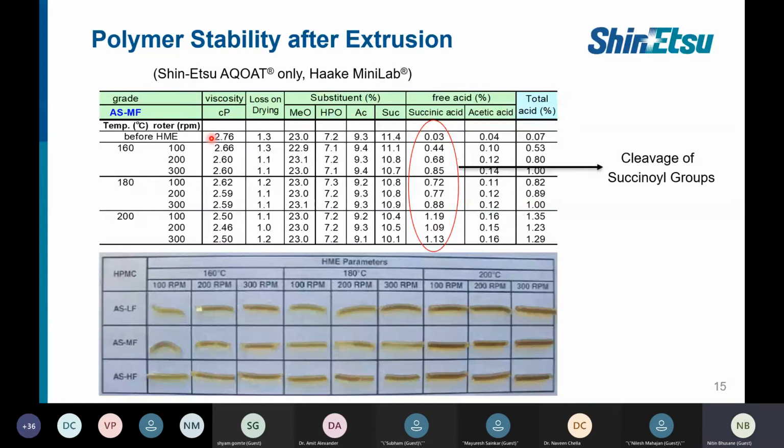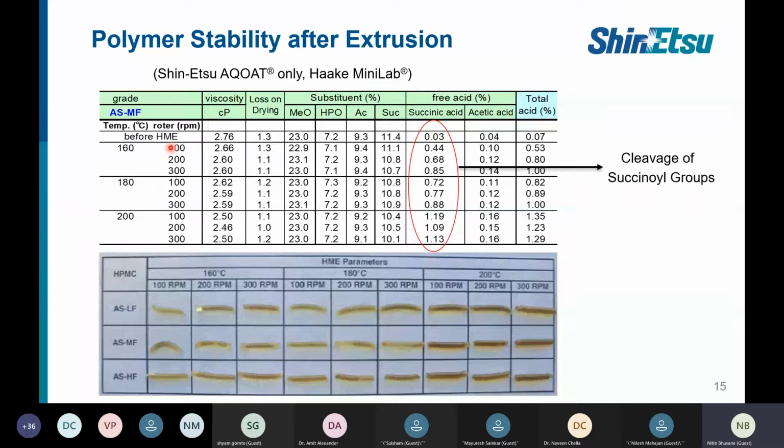What we have done, we have run the HME at three different temperatures, 160, 180 and 200. And at each temperature, we have run the process at three different RPM. So we were correlating two factors: one is the temperature and the second is the high shear. As you can see, if you are applying high temperature and high shear, last row, 200 temperature and 300 RPM, your free succinic acid increases from 0.03 to 1.13.